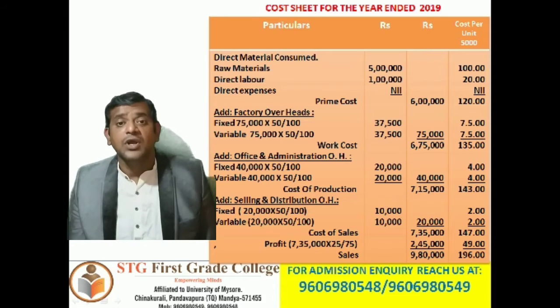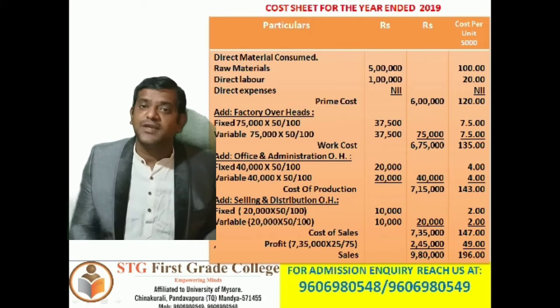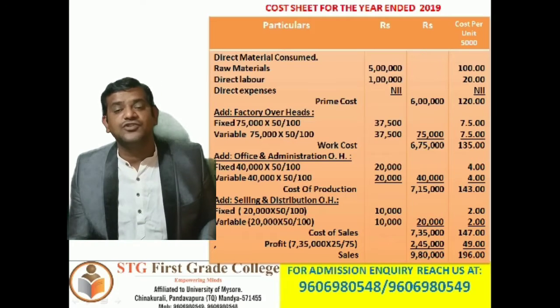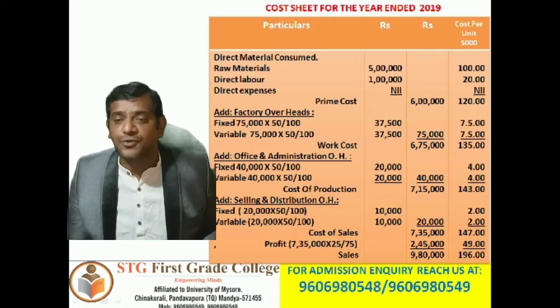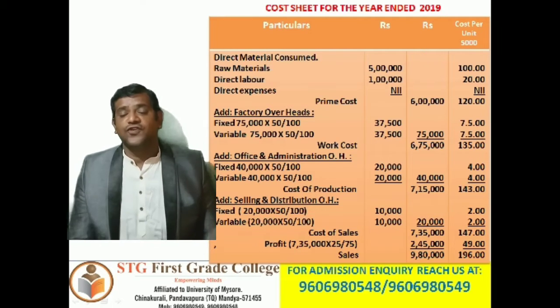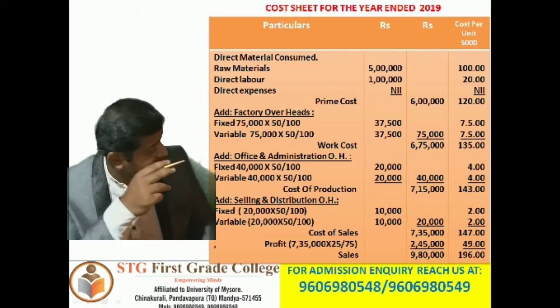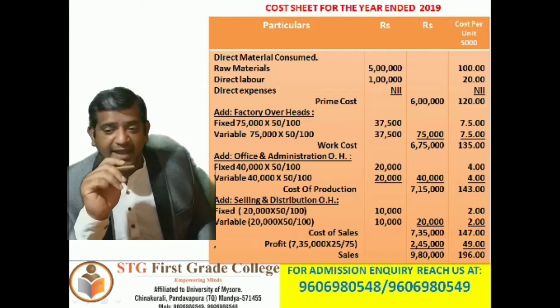7,35,000 into 25 divided by 75. So the profit will be 2,45,000 rupees. So 2,45,000 divided by 5,000 comes to 49 rupees cost per unit. So if you do the total, you are going to get a sales value of rupees 9,80,000.